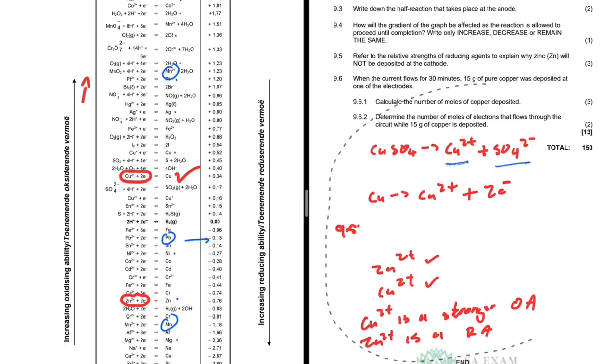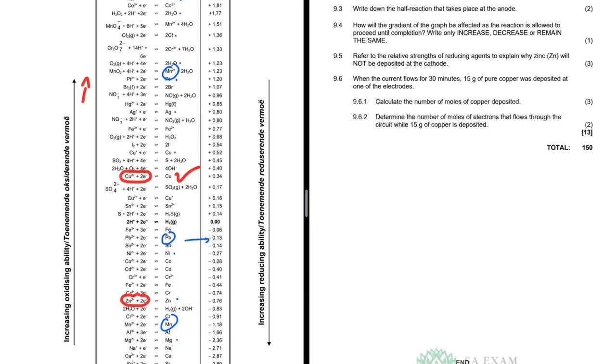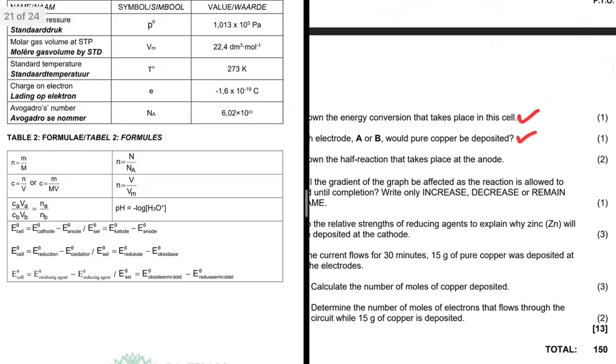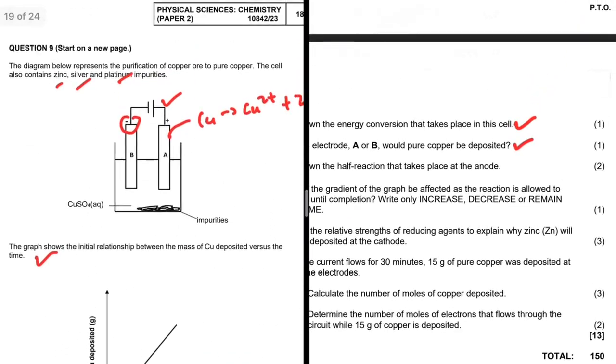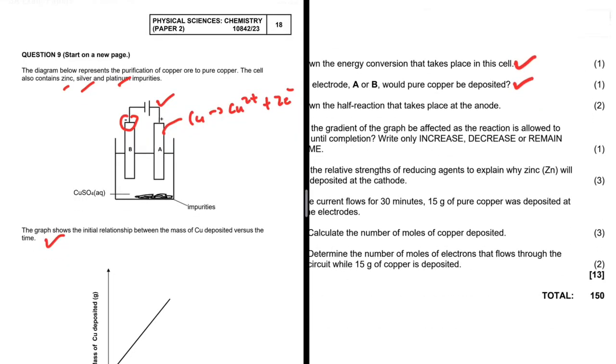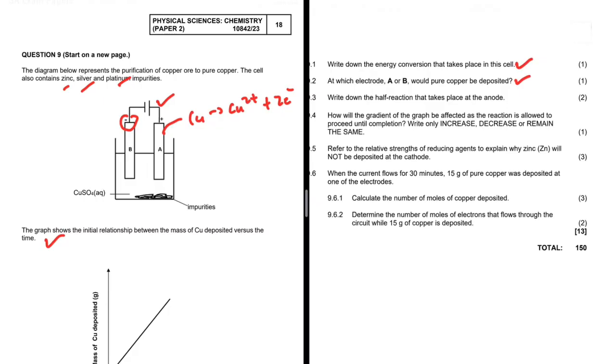Maybe I need to erase this going to 9.6 so that I can have a bit of space. So let's do that. Back to our diagram and back to 9.6. When the current flows for 30 minutes, 15 grams of copper was deposited at one of the electrodes. Then 9.6.1, calculate the number of moles of copper deposited. Well, quite an easy equation because we are given the mass. So we are really sticking to the basics.